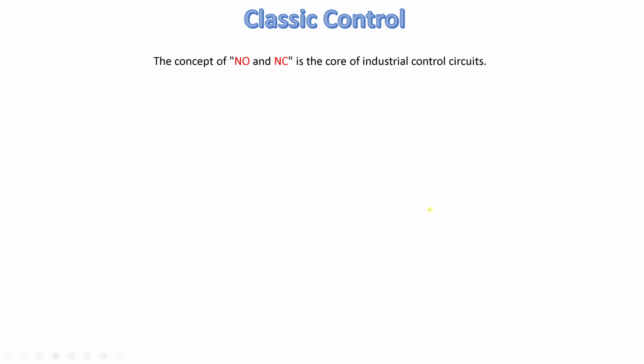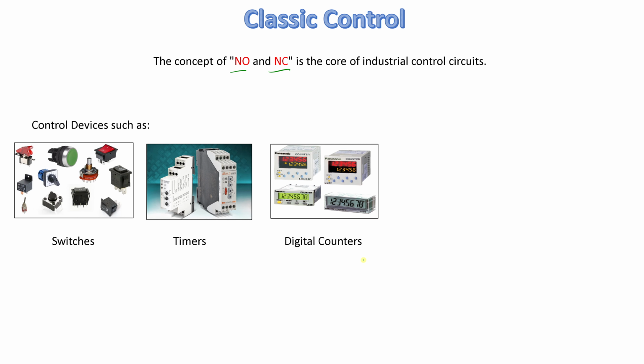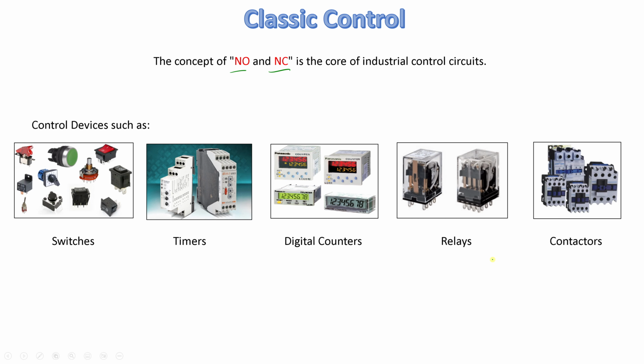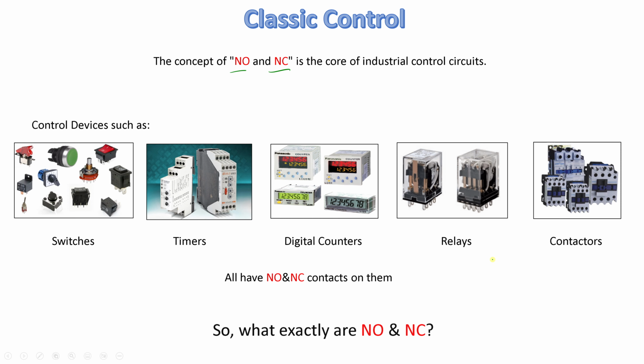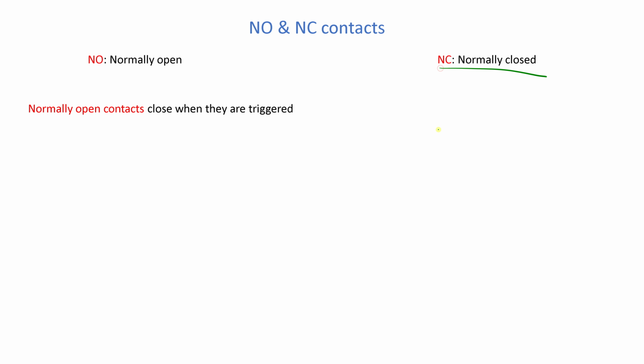Okay, so the concept of NO and NC is the core of industrial control circuits. In classic control, we will use NO and NC a lot. Don't rush into things, I will tell you what these are. Control devices such as switches, timers, digital counters, relays, and contactors all have NO and NC contacts on them. So you'll probably ask, what exactly are NO and NC? NO stands for normally open and NC stands for normally closed.